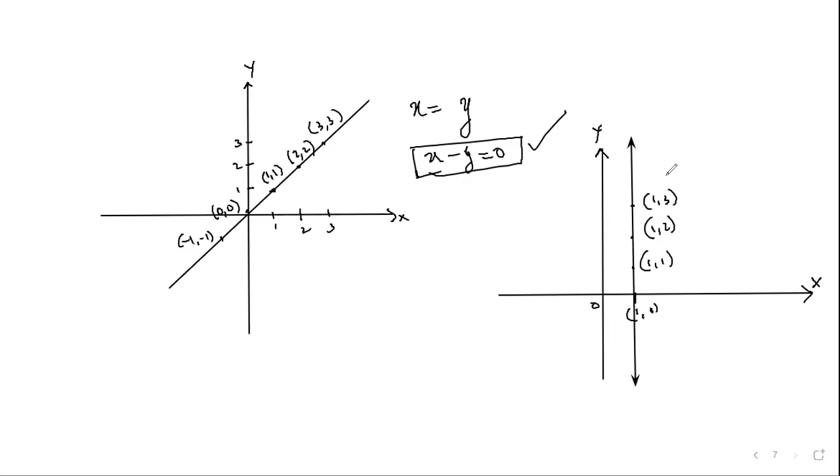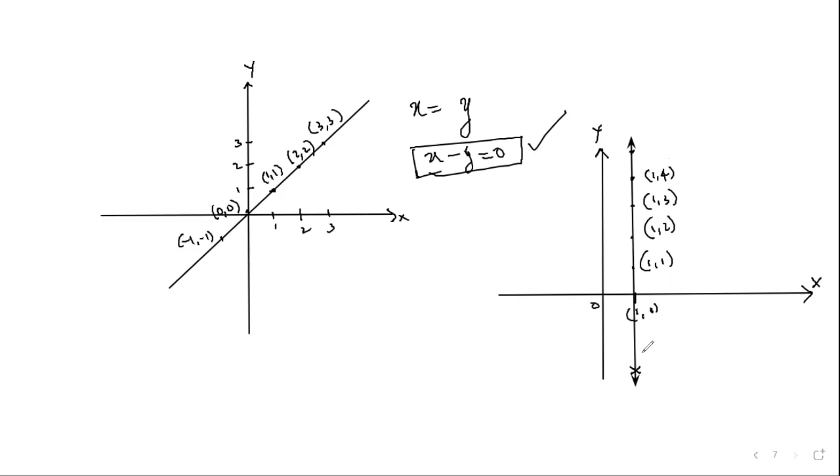1 comma 1, 1 comma 2, 1 comma 3. What will be this point? 1 comma 4. What will be this point? 1 comma 5. I'm randomly picking. What can you say about this point?